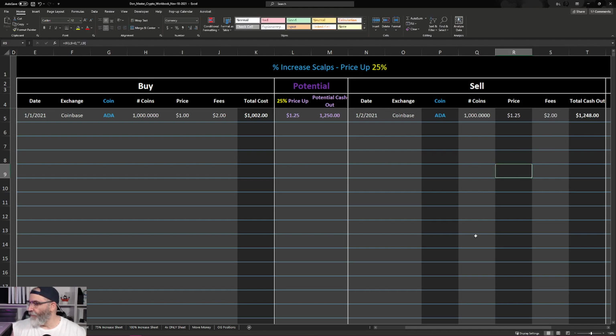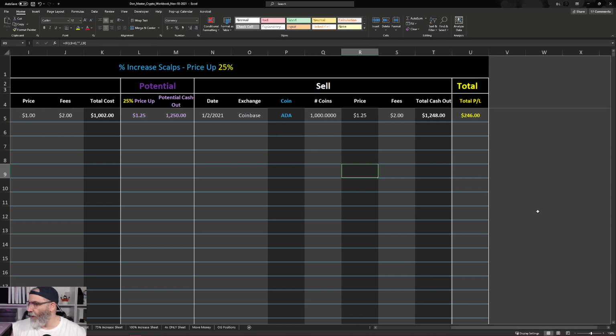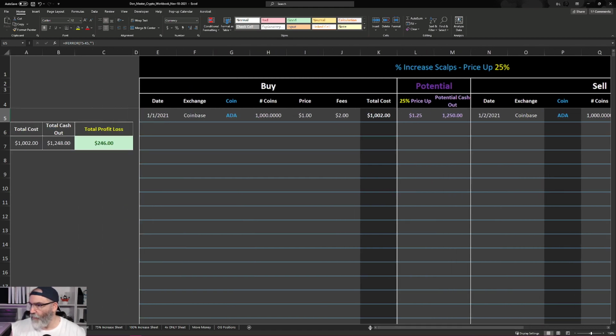And there it is. Now, I need to scooch this over a tick, because what it's showing you now is I profited a total after fees, after my expensing and whatever. So it took my $1,002 that I paid, it took my $1,248 that I totally cashed out because I had to pay fees here, and I got a profit of $246 cash. Over here, that will be represented as I am now globally up $246 on this sheet.